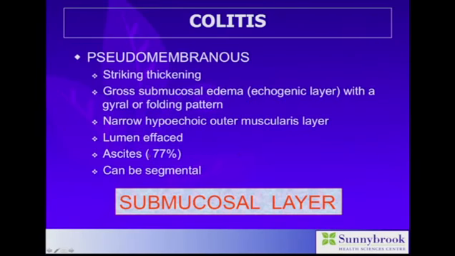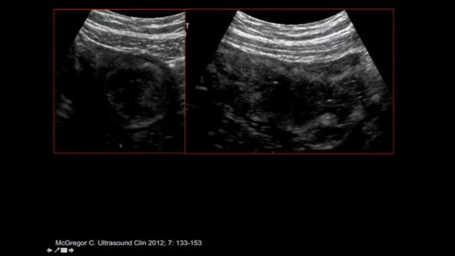This disease does not have to be pancolonic. It can certainly be segmental, and it can certainly be confined to the right colon. And here's a classic appearance of pseudomembranous colitis. Again, this thick gyral pattern of the echogenic submucosal layer, which is circumferential in an intrinsic pattern to this loop of bowel. It's folded up, it's thumbprinted.